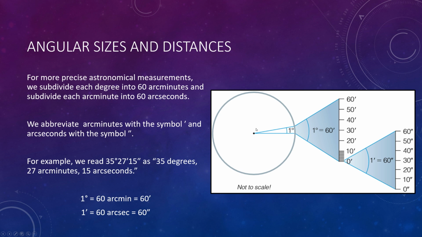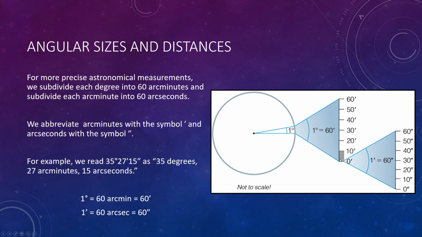So, for example, here we have 1 degree. Notice that we can take that degree, and in this part here we're blowing that up, and we divide that 60 times. So if you take 1/60th of 1 degree, you have what we call an arc minute, which is represented by a little apostrophe.